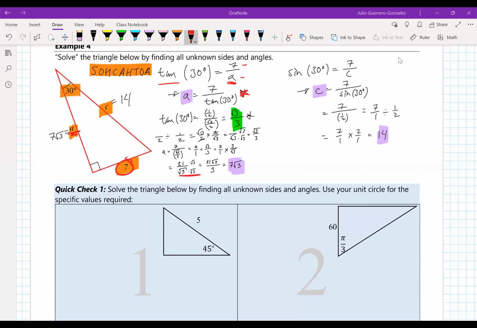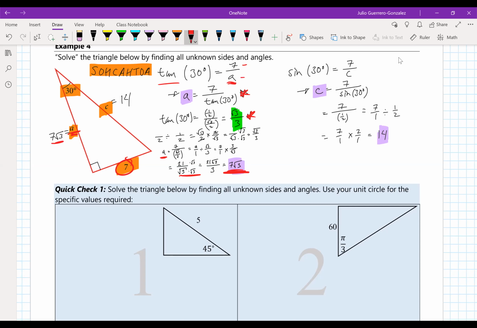So tangent 30, we already know what the values are for that. We have to go ahead and look at our unit circle, right? It is root 3 divided by 3, which is right here. So once we do that, we're able to do A. It's 7 divided by the root 3 over 3. We do a little bit more of our fractional arithmetic, and we get that A is 7 root 3. So we substitute that in there.